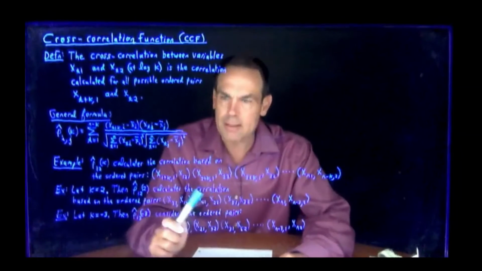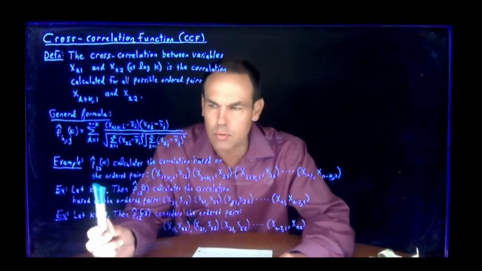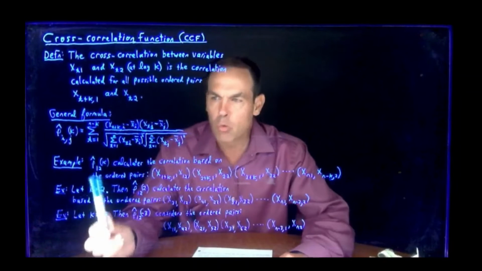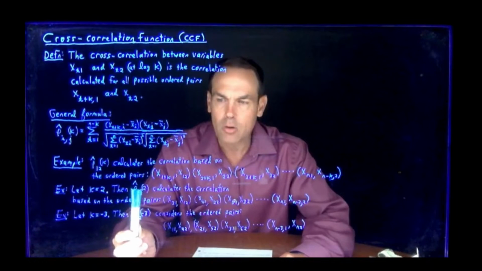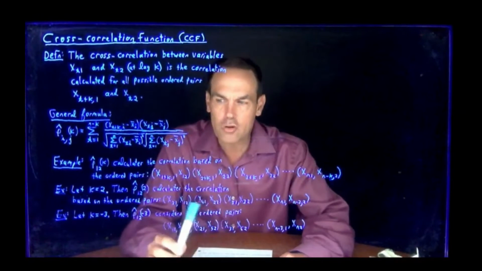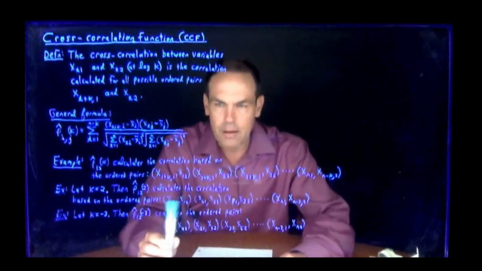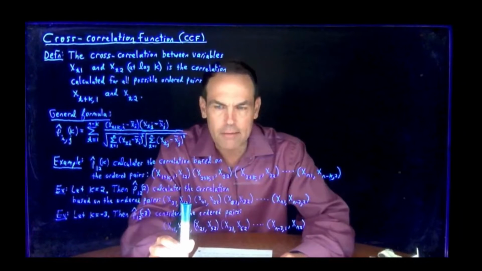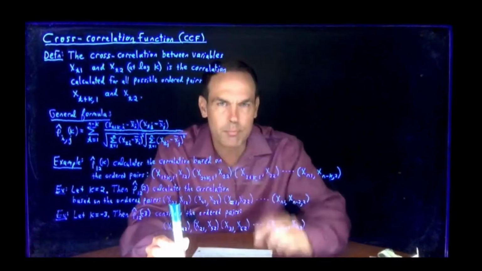Now, what'll really help us is if we say, all right, let me make up a lag number. Let's let the lag be k equals 2. If k equals 2, and we're looking for rho hat 1, 2 of 2, that is the cross correlation between variables 1 and 2 with a lag of 2, then we're going to calculate the correlation coefficient based on this set of ordered pairs. You can look up here as a guide. And again, we'll start with the second variable. We've got x1, 2. That's the second variable at time point 1, paired with the first variable at time point 3. So it's 2 time points ahead.